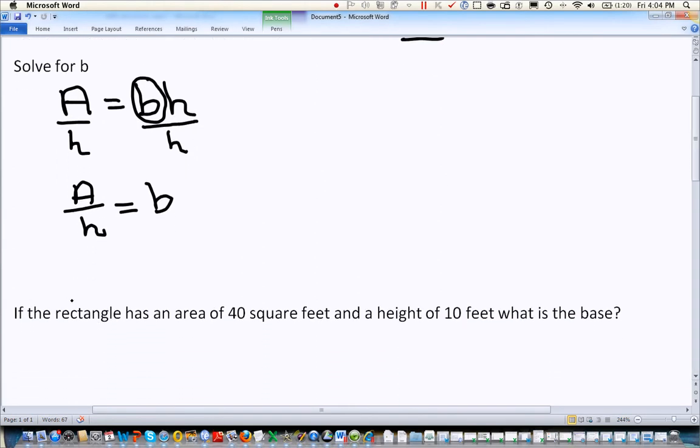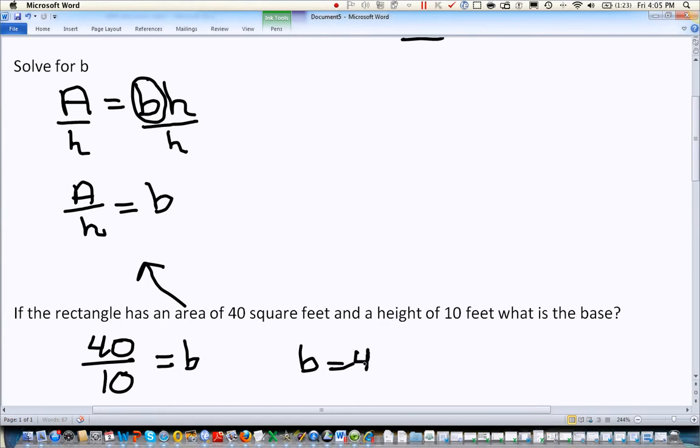So if you were given a problem like this, the rectangle has an area of 40 square feet and a height of 10 feet. What's the base? Well, you can use that formula you just created. The area is 40. The height is 10. What's the base? 40 divided by 10, the base is 4.